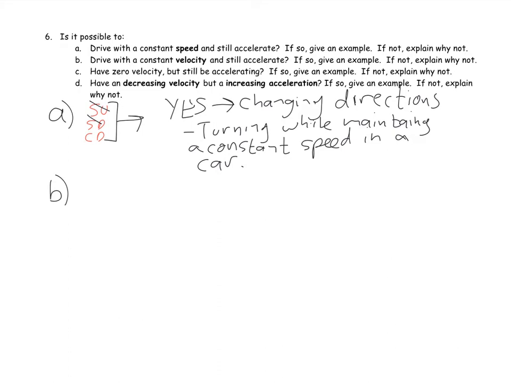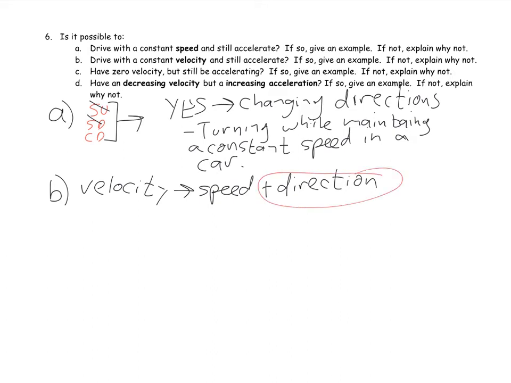For B, is it possible to drive with a constant velocity and still accelerate? So let's keep in mind here, just thinking about this conceptually for a second, velocity means speed plus direction. So thinking about that last one, our way around it was that we changed direction. That allowed us to accelerate while still moving at a constant speed. So if we take that away, that changing directions form of acceleration is out. So this is no, this is not possible.